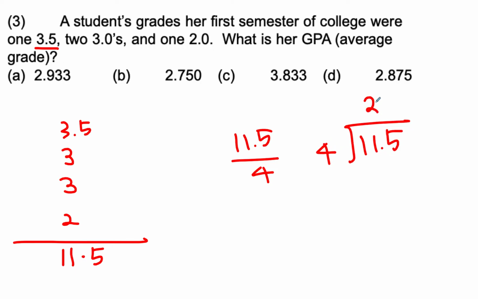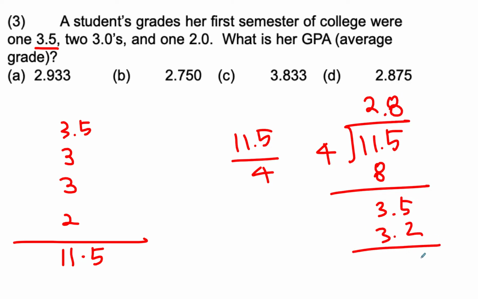We realize that 2 can go in. So 2 goes in, we get 8, and we carry on the long division. We get about 2.87, and the only thing that's available is choice D. So that becomes our answer.